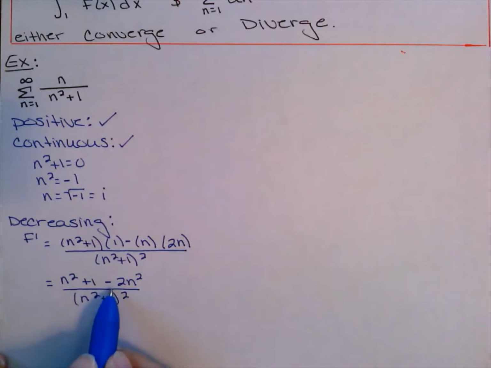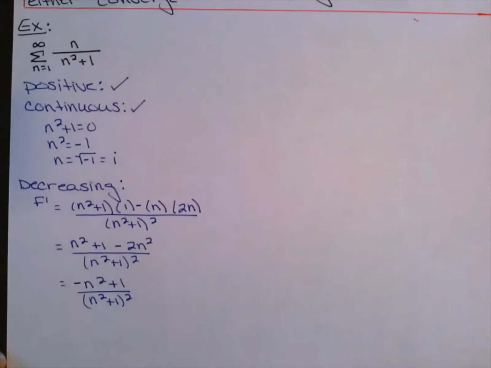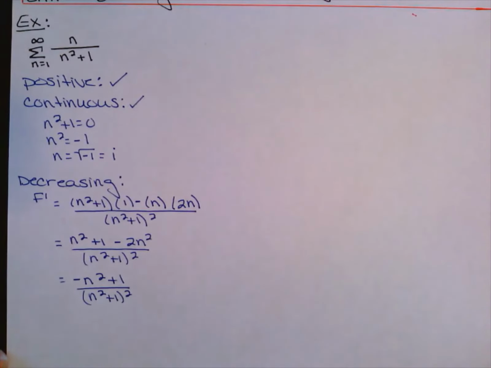So n squared minus 2n squared is going to give me a negative n squared plus 1 over n squared plus 1 squared. So the first derivative test says that I set both the numerator and the denominator equal to 0.